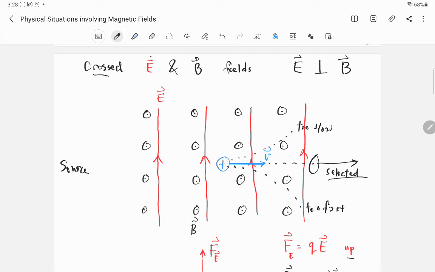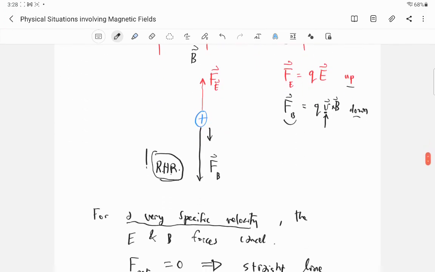Your particles are all going to have the same speed, but they will not necessarily have the same kinetic energy or momentum. They just have the same speed. They'll have different momentum and kinetic energy if their masses are different. And that's an interesting thing. Okay, so it's a velocity selector.